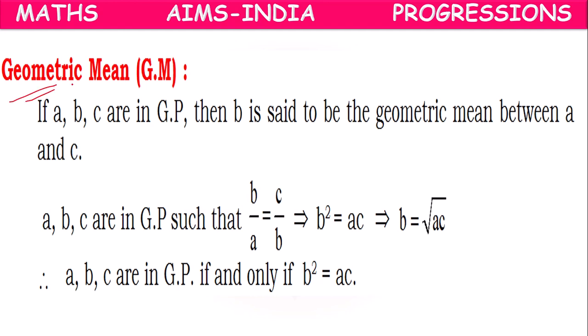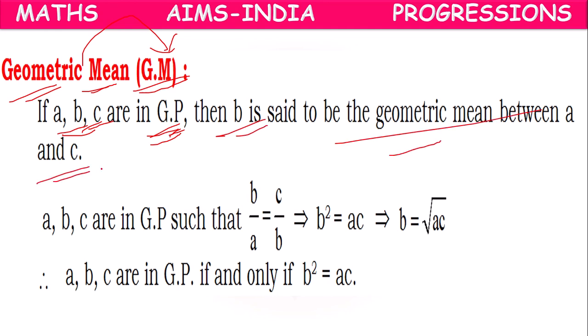Next, children, we have a concept called geometric mean. In short, it is called GM. If A, B, C are in GP, then B is said to be the geometric mean of A and C, such that the ratio of T2 by T1 equals T3 by T2. If the common ratio is equal, then B is said to be the geometric mean of A and C.